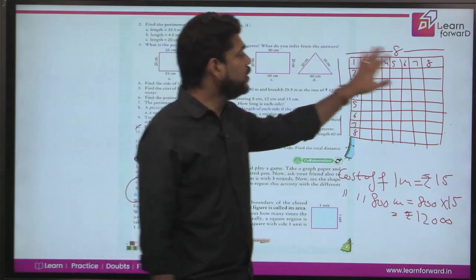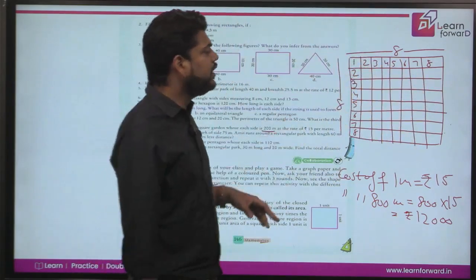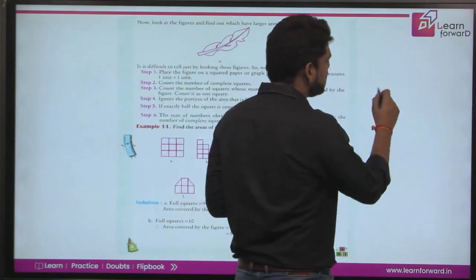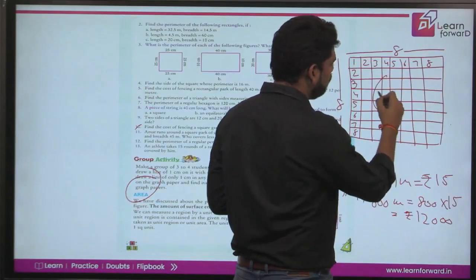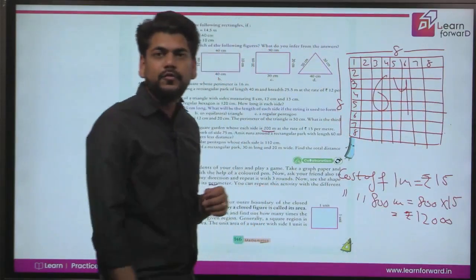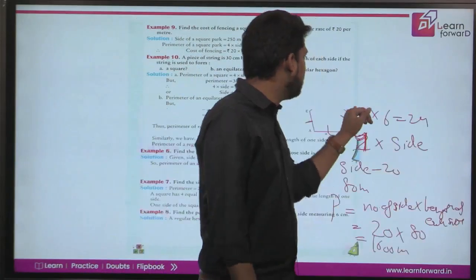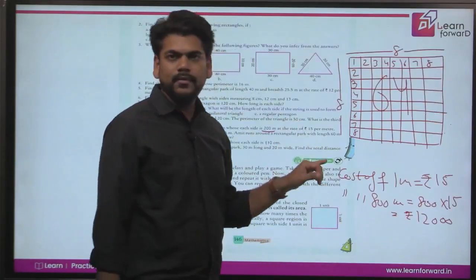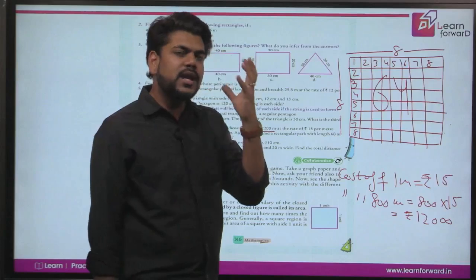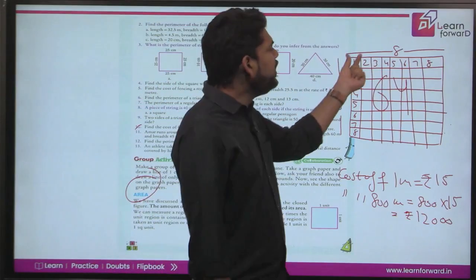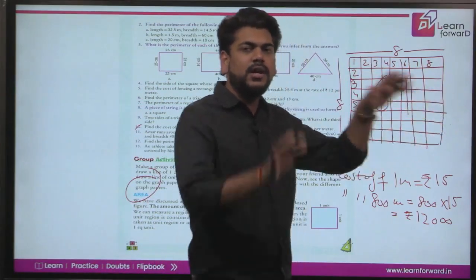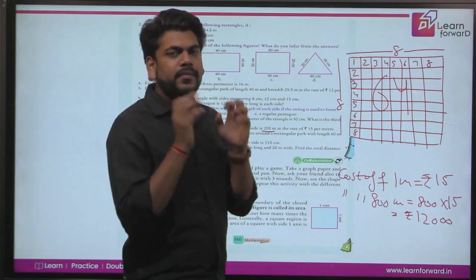So how many squares are there in total? If you calculate the total, the answer will be 64. How have I calculated so fast? 8 multiply 8, answer is 64. So how do we understand the concept of area? How many squares can be inserted in that particular plane surface is the area.